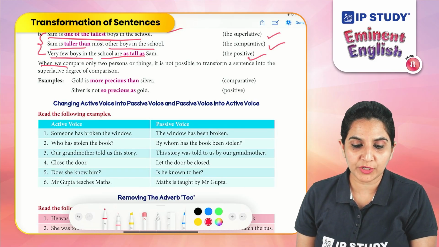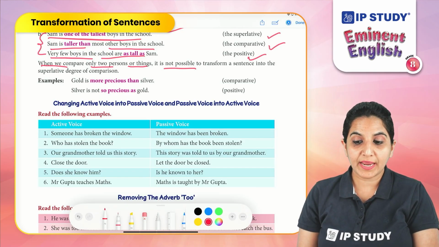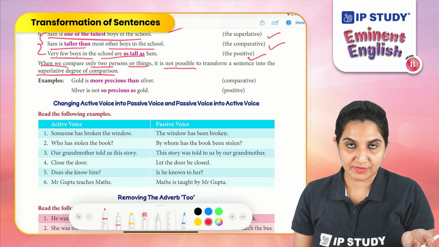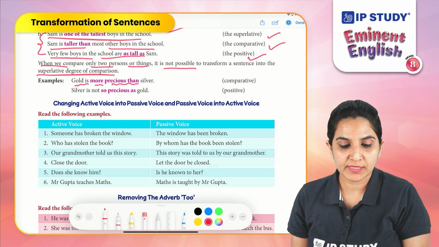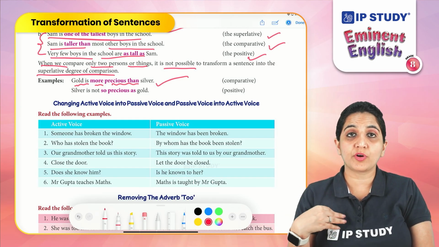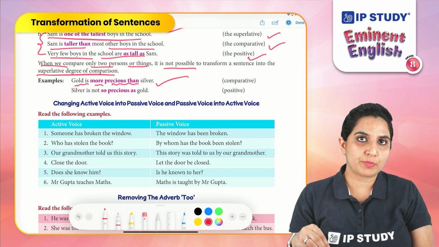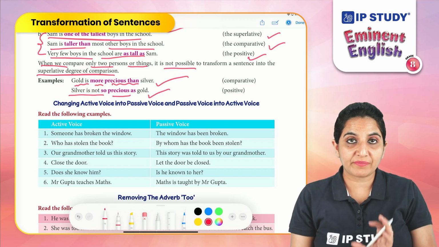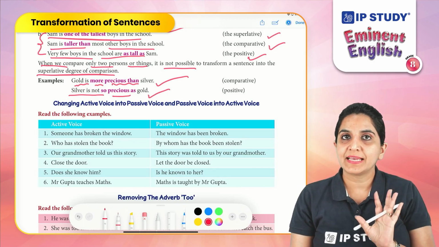When we compare only two persons or things, it is not possible to transform a sentence into the superlative degree of comparison. For example, if we have the sentence, gold is more precious than silver, this is the comparative degree. Here we are already comparing two things, so this can be changed into a positive degree: silver is not so precious as gold.